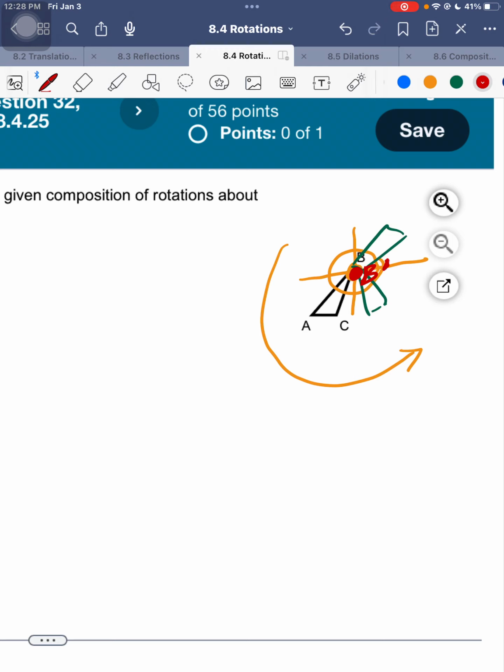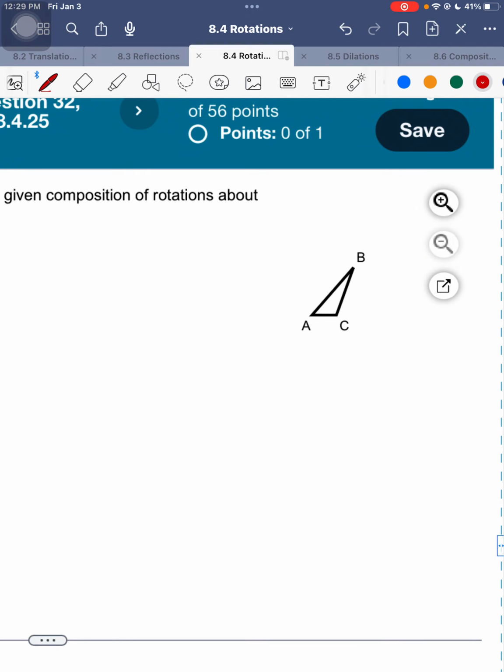B prime. So this was my C, this was my A. This was my C, this was my A. So now my C is going to be somewhere here, and my A is going to be somewhere here. Okay?